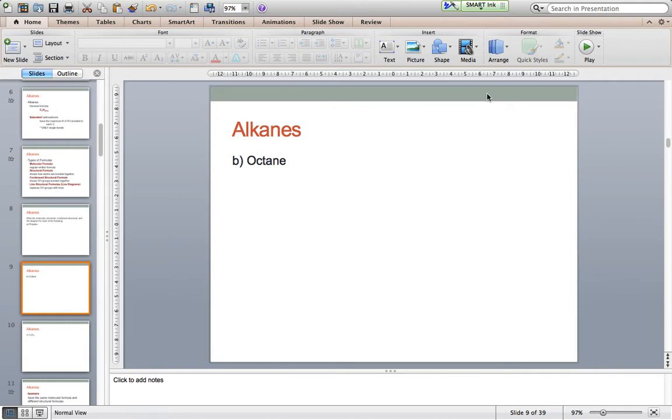So our next example was octane. Oct means 8, so C8, and then 2 times 8 plus 2, is H18. So when we draw the structural formula, I'm going to go off the slide for this one because it gets a little big. Okay, you can see that this gets quite large.